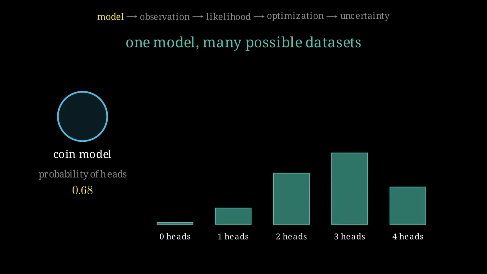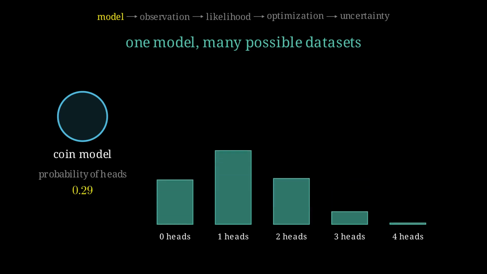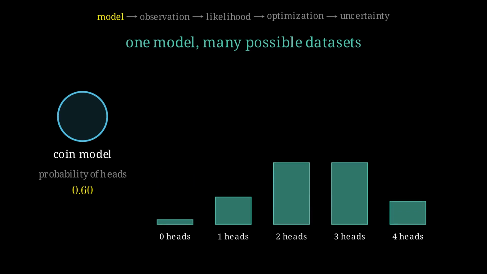Turn the dial toward heads. The bars for head-heavy datasets grow while the others shrink. Turn it toward tails and the pattern reverses. The parameter is fixed while we ask what data it might generate. A different setting gives a different distribution.